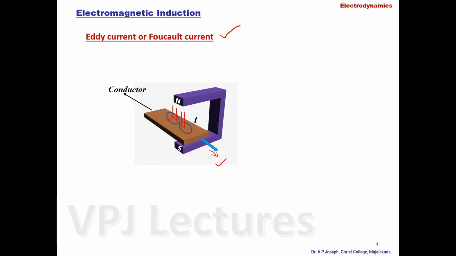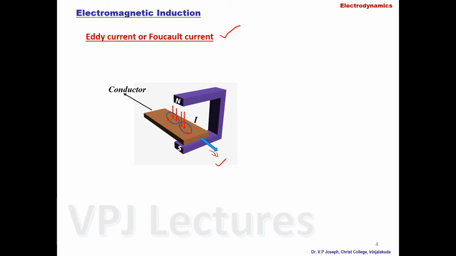We can see that as the conductor enters the magnetic field, the magnetic field associated with that conductor is changing. Actually, there is no circuit associated with this conductor, but the conductor is of a certain size. So the conductor moving towards the magnetic field means the magnetic field associated with that conductor is changing.